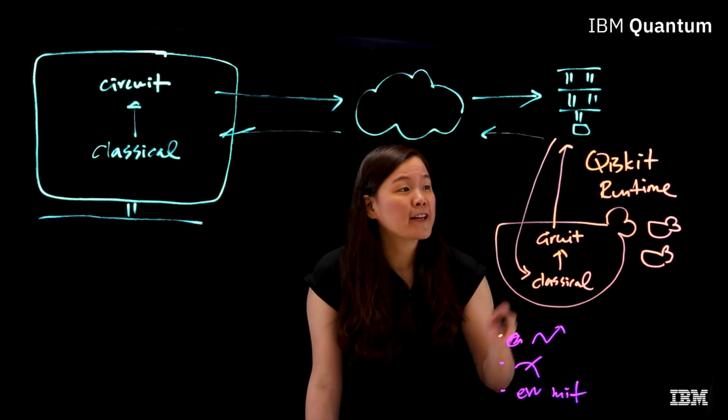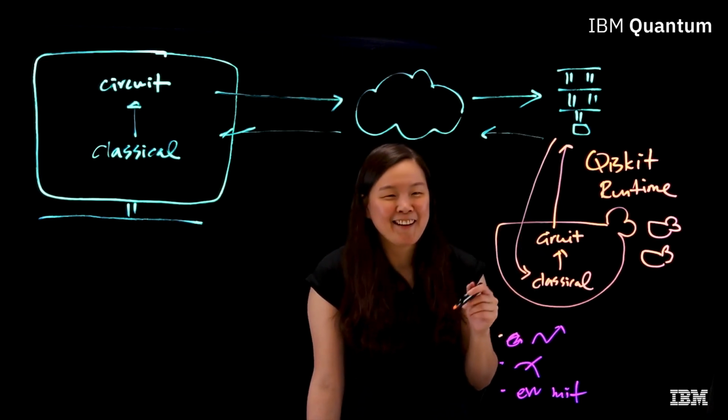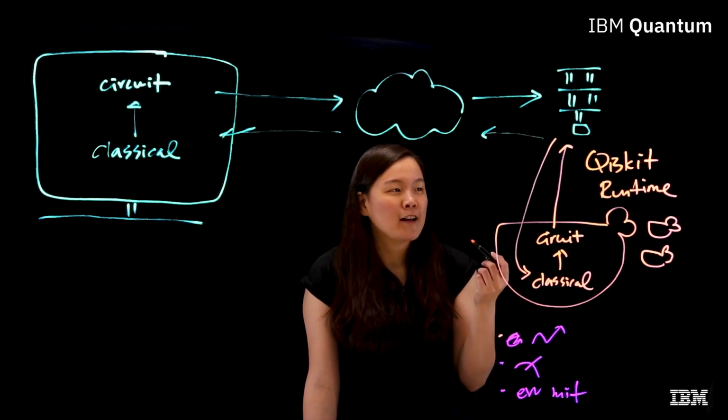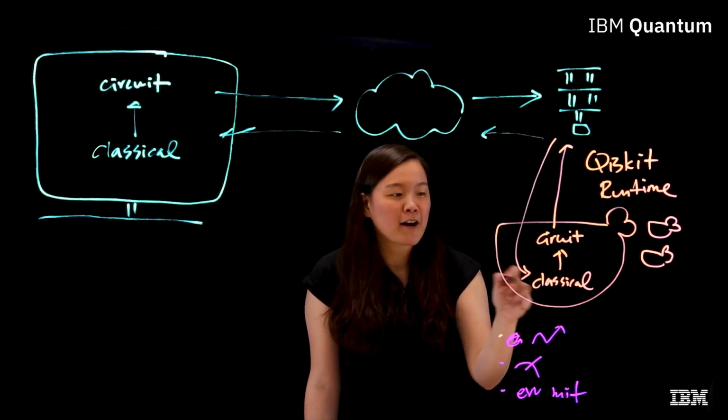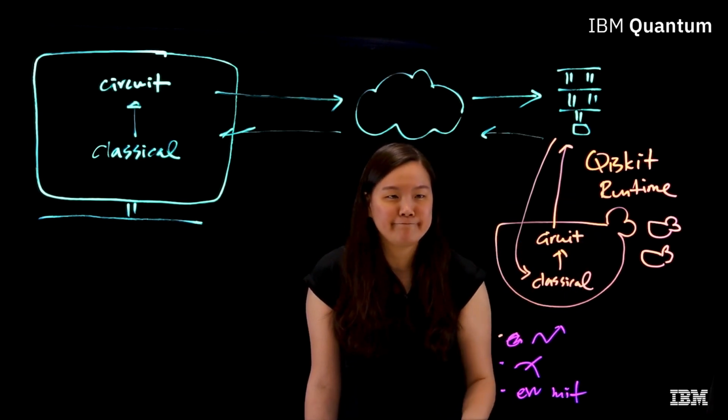So how do you actually access Qiskit Runtime? The answer is simple. You use Qiskit. Qiskit has a package that allows you to send your entire quantum program, including both the quantum and the classical piece, into this execution environment.